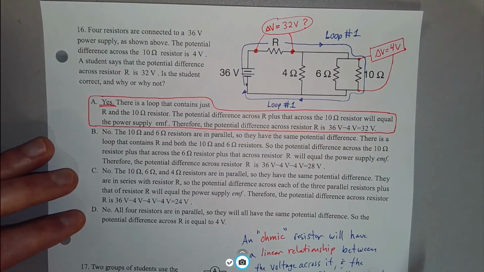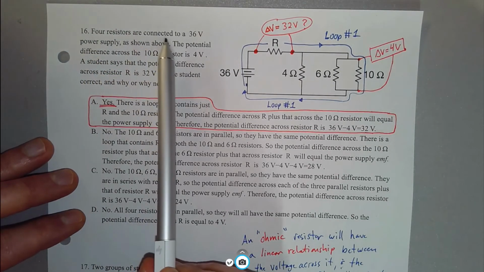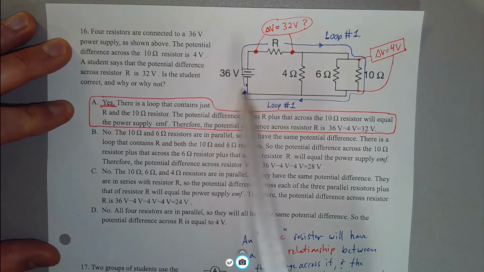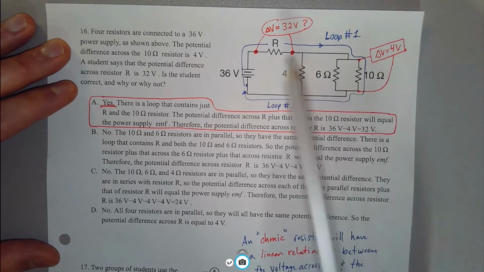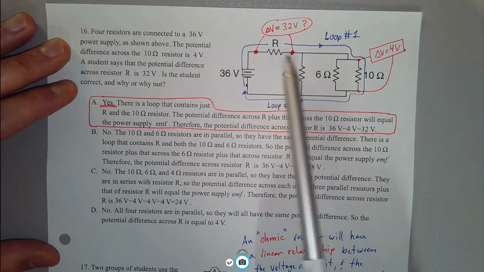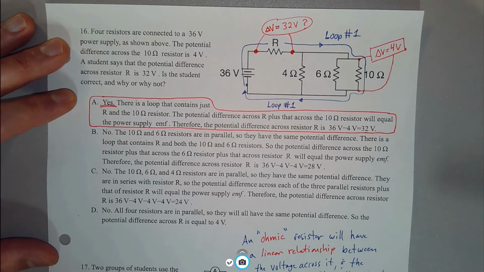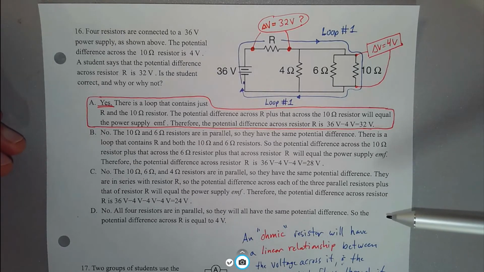Question 16. So they give us this circuit diagram, and they say 4 resistors are connected to a 36 volt power supply as shown. The potential difference across the 10 ohm resistor over here is 4 volts. A student says that the potential difference across resistor R, they don't give us that resistance, is 32 volts. Now the question is, is the student correct? Why or why not? You can read through these answer choices, but it turns out that there is 32 volts across there. And how do we know?